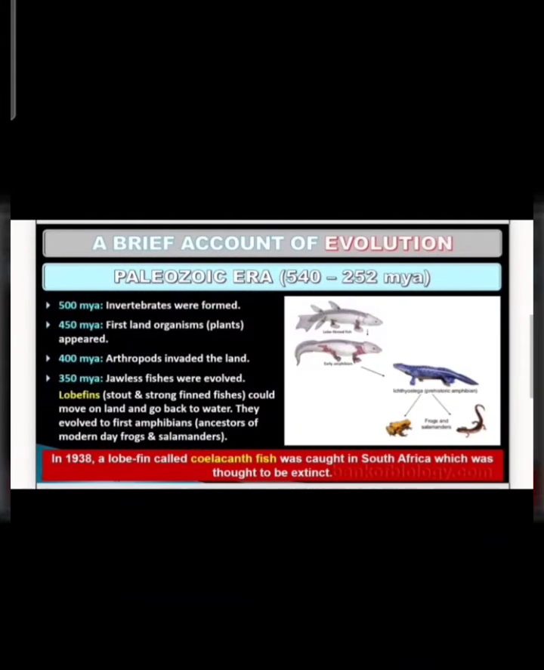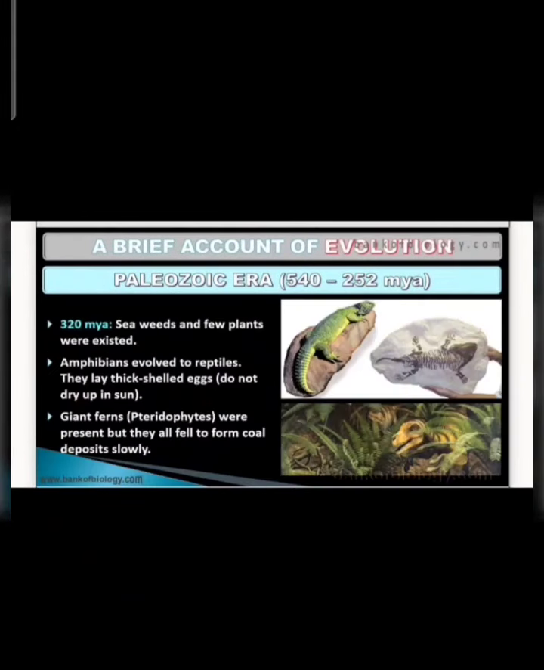Now amphibians existed. Next, seed beds and a few plants also started existing. Later, amphibians evolved from water and land, and they started evolving into reptiles. They lay thick-shelled eggs that do not dry up in the sun. Giant ferns like pteridophytes were present, but they slowly fell to form coal deposits. From those deposits only, we are able to find out how the organisms were.